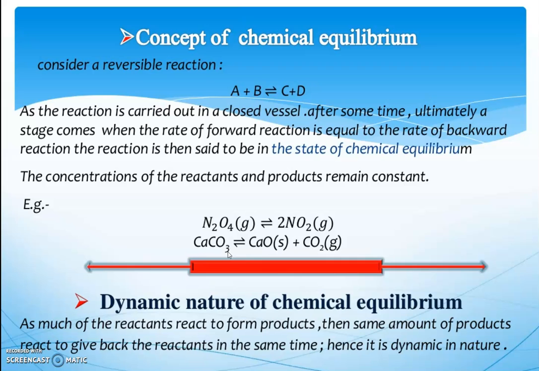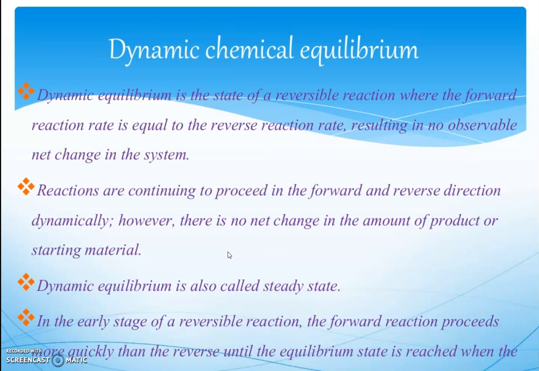This is the state where the forward reaction is equal to the backward reaction. This state we call the state of chemical equilibrium. Here the backward and forward reactions are both occurring, so it is dynamic in nature. There is a movement: as much as the reactants react to form products, the same amount of products react to give back the reactants in the same time. It is moving forward and backward, so there is a moving process. We call it the dynamic nature of chemical equilibrium.